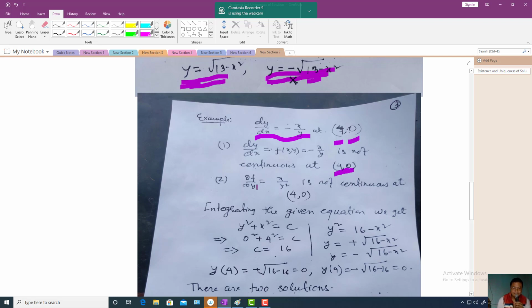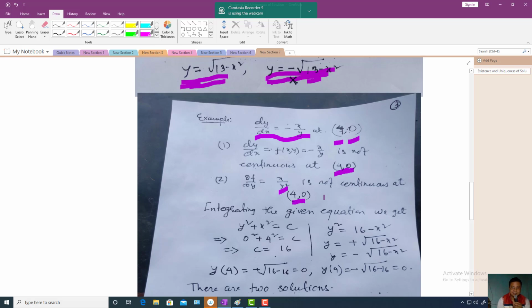Again, let us see. The partial derivative here is x divided by y square. This one is also not continuous, because when y is equal to 0, this function is undefined. So it is not continuous at the point (4, 0). So here also we cannot say anything about the uniqueness. There may be a solution, there may not be a solution, there may be more than one solution. We cannot say anything about it.